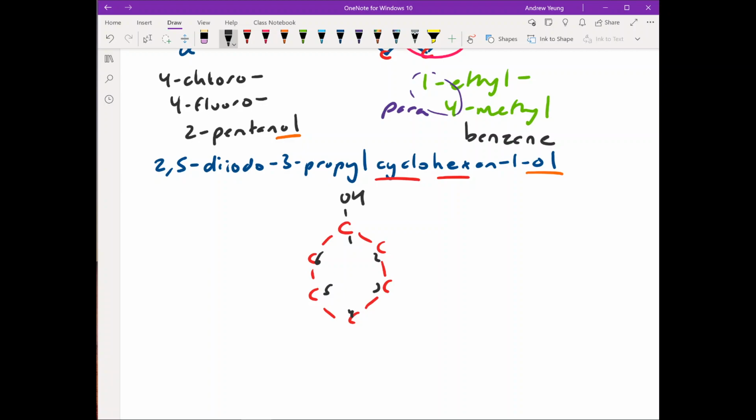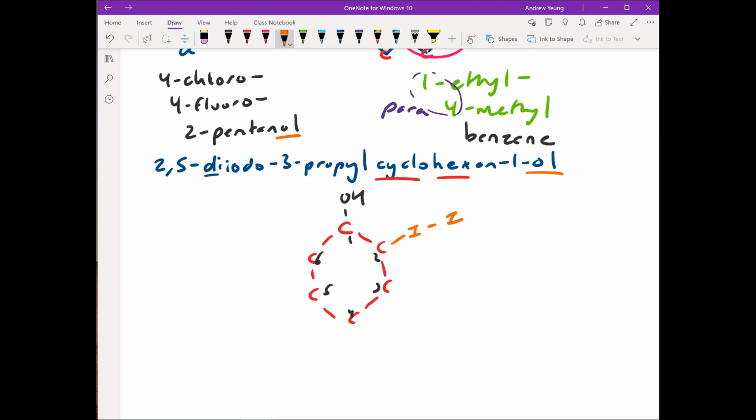Let's put on an OH functionality, single bond O, single bond H. That puts me in the alcohol. At 2, 5, there are 2 iodo groups somewhere in the picture. Again, a very common mistake I see people make is they say, okay, at position 2, that's an I and an I. Well, 2 problems with that.